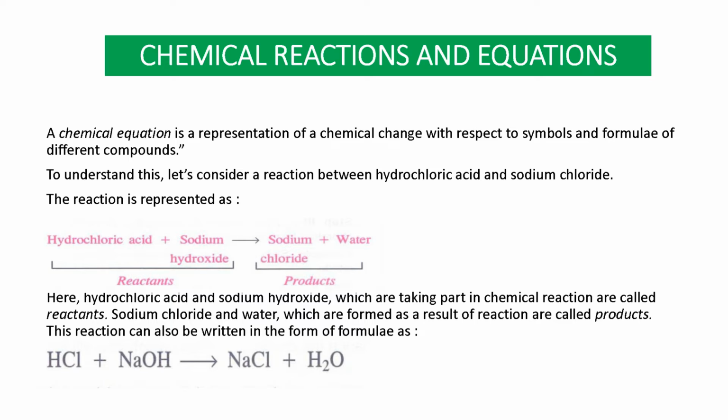Now you can understand the basic difference between word equation and chemical equation. If we write the names of the elements, it is a word equation. If we write the formulas in the chemical reaction, it becomes a chemical equation.